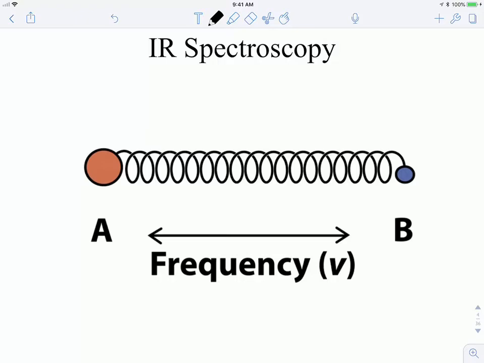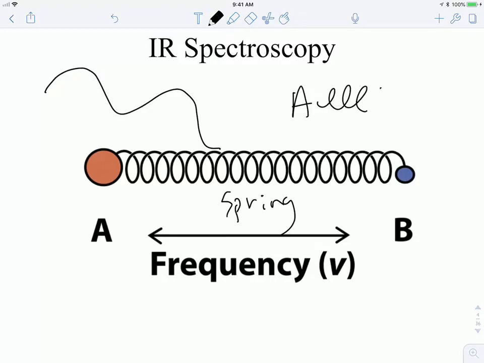So the way you want to understand infrared spectroscopy is to imagine a bond between atom A and atom B as a spring. And when a certain wavelength of light shines on that spring, then what's going to happen is that spring is going to start vibrating.